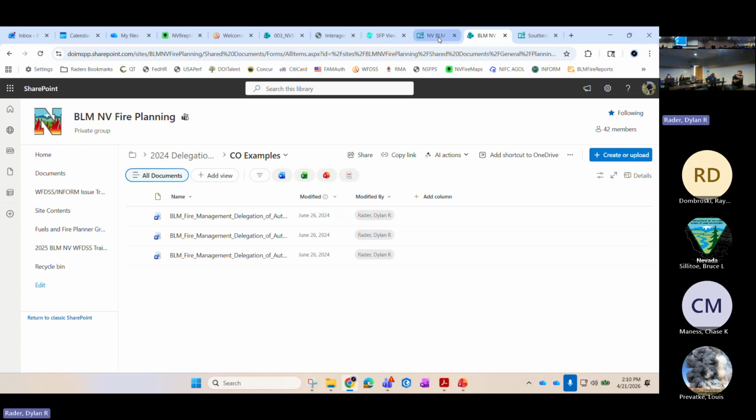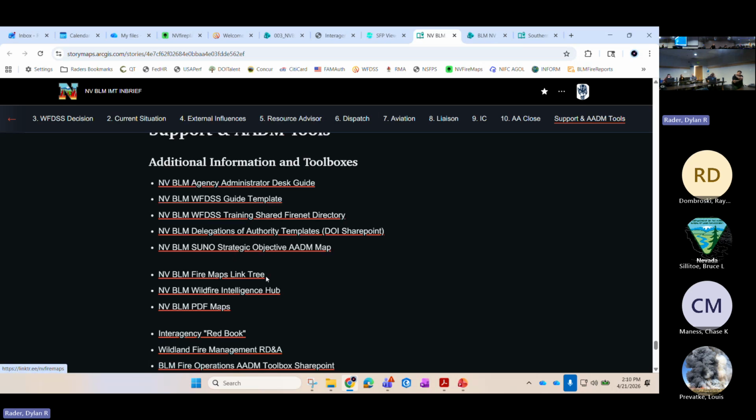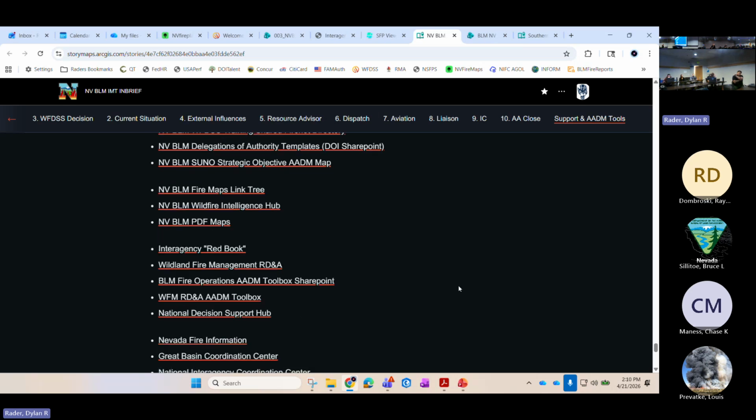And that's the only reason I'm looking at that screen right now. But at the bottom of that story map, all of these are links. So in addition to the link tree, those are all agency administrator links that I've set up over the years to either help out agency administrators through this process or as part of my M-581 teaching. So that's all in there.